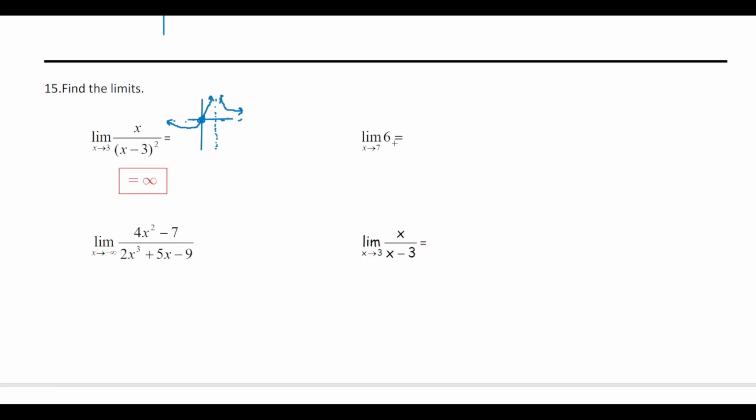Okay, so for this next one, since this function is simply a horizontal line, y equals 6, you can say that the limit as x approaches just about anything, well, actually any real number here, any x value that's valid, it's just going to give you 6.